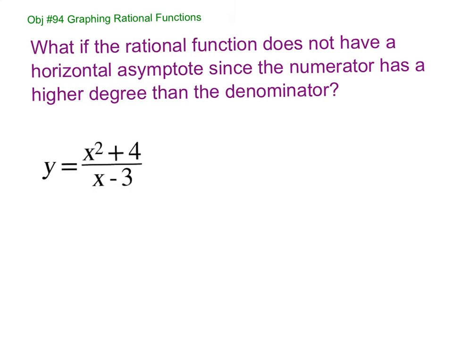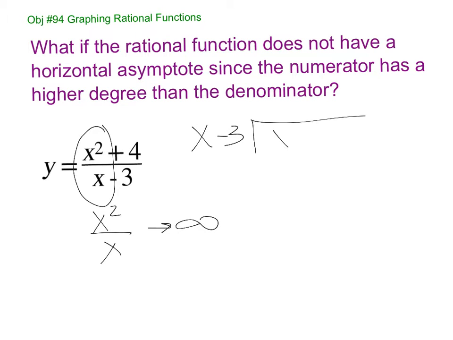Okay. All right. What if a rational function does not have a horizontal asymptote since the numerator has a higher degree than the denominator? So if we try to find the horizontal asymptote, we look at our x's and we get x squared over x. Well, that's not going to 0. That's not going to any number. That's going to infinity, right? If I plug in a really, really big number, I'm just going to get a really, really big number. So what we need to do is divide. We're going to use long division. You could use synthetic. I usually use long division for these, just out of habit.